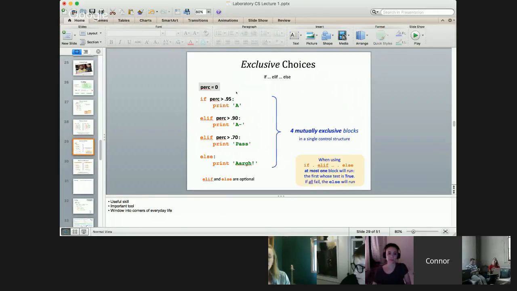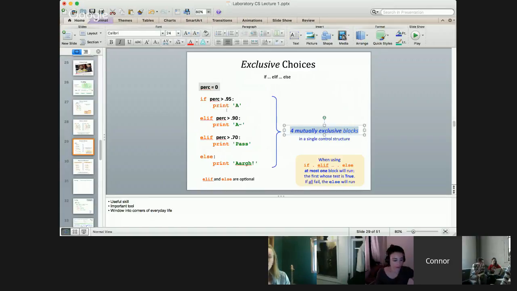So now we're going to talk a little bit about Kurt's original question about how these things fall through. These are all known as exclusive choices. So we have if perk is greater than 95. These are all mutually exclusive blocks of code. When using the if, elif, else structure, at most only one of these blocks will ever run. If all of them fail, then the else runs.